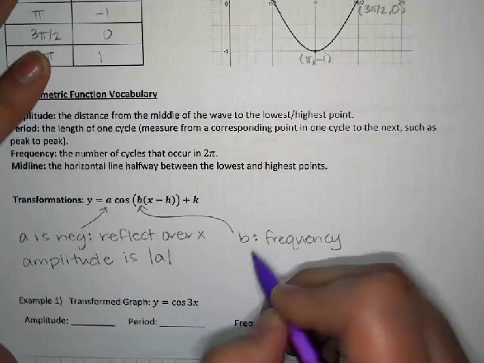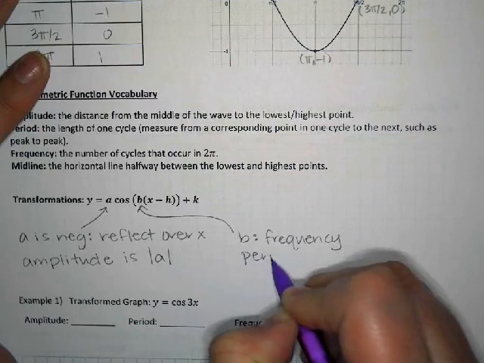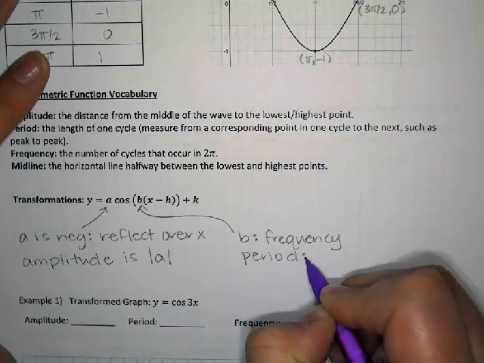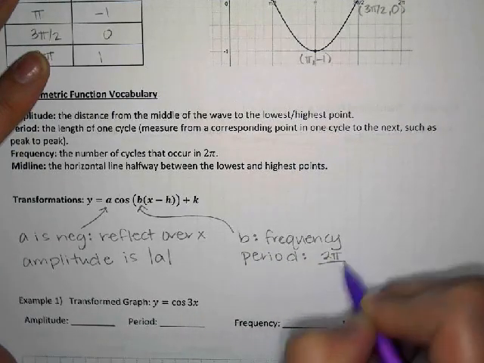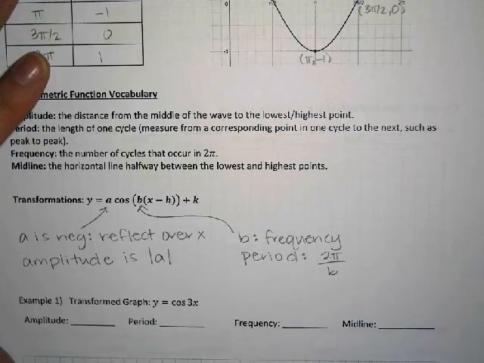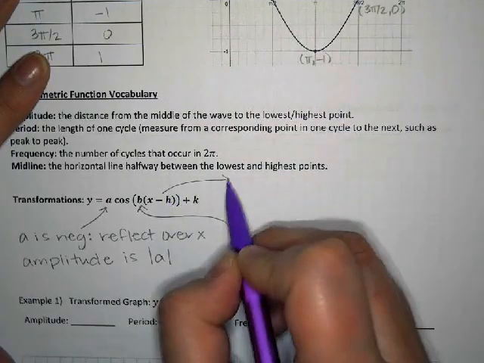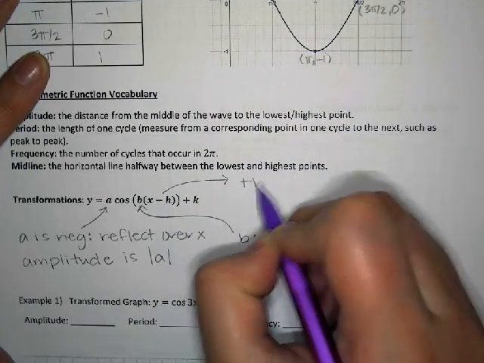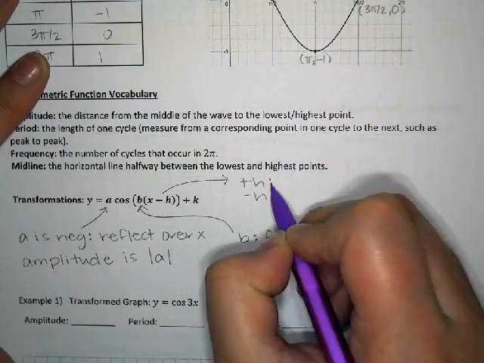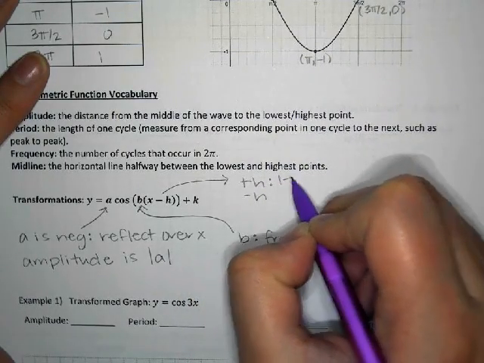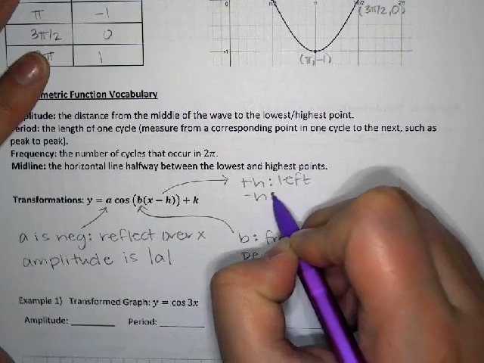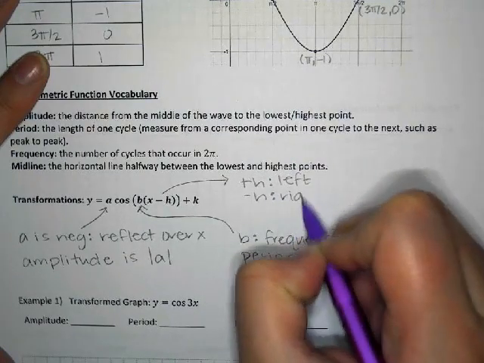To find the period of the graph, we're going to use the formula 2 pi divided by the B value. The h and the k do what they've always done. So a positive h is going to shift the graph to the left. A negative h is going to shift the graph to the right.